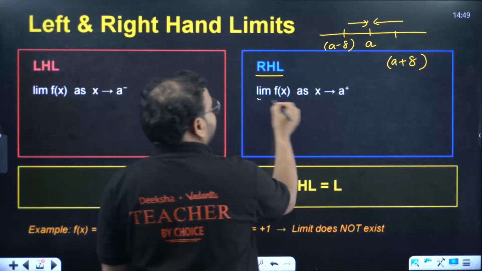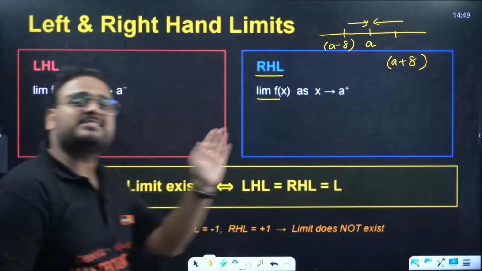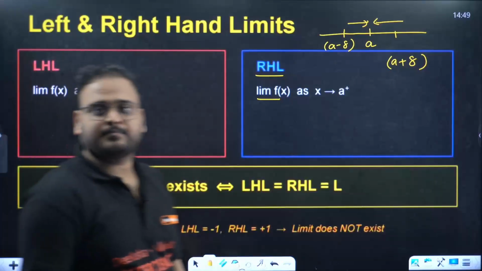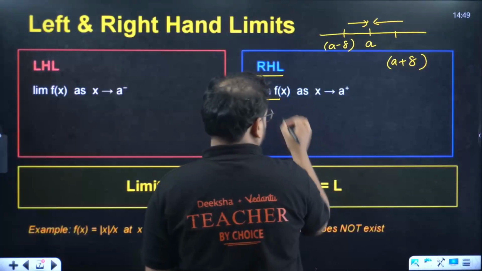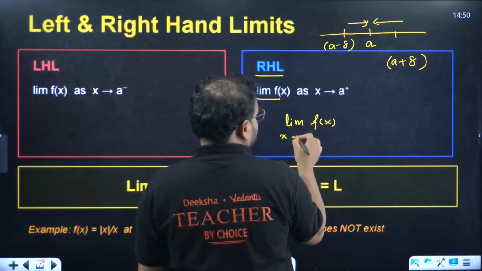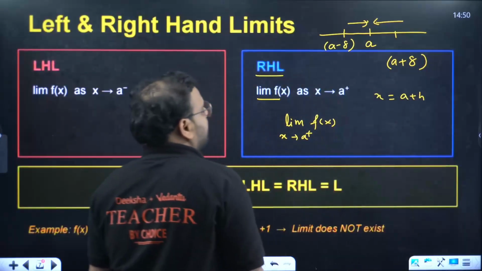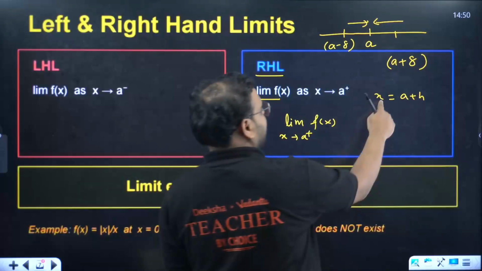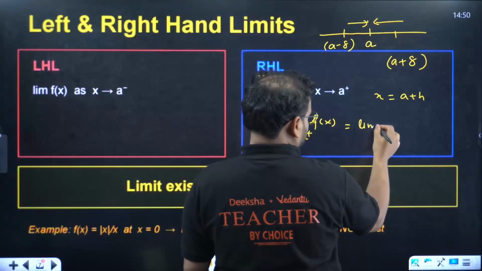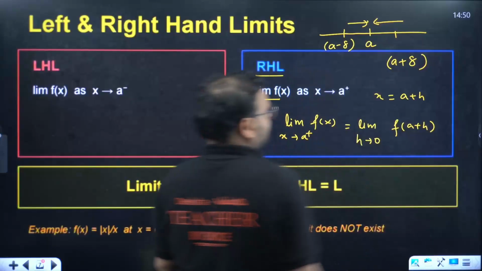So the limit of the function f(x) when you approach from A plus means from right hand side of A, and here A minus means from the left hand side of A. Don't take minus A. It is A minus, which means from left of A. Then the expression is actually this. If I have limit f(x) when x tends to A plus, let's say we replace x by A plus h. Think about it: if x goes to A, h will become 0. h tends to 0, you'll have f of A plus h. That's how you write it.